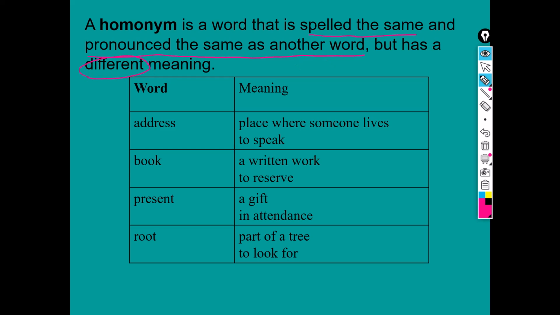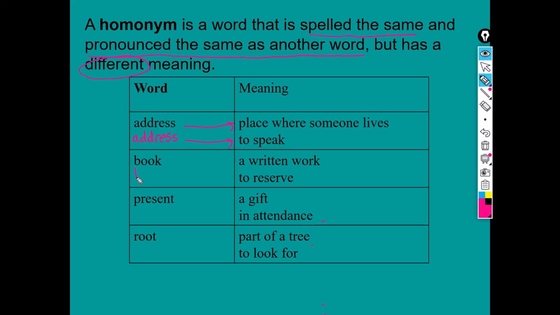Address. There are two meanings for this word, and they're spelled the same. Look, we have address and address. Address is a place where people live. Address is to speak. Hey, give me your address. Hey, address the class. They sound the same, they're spelled the same, but they have different meanings.